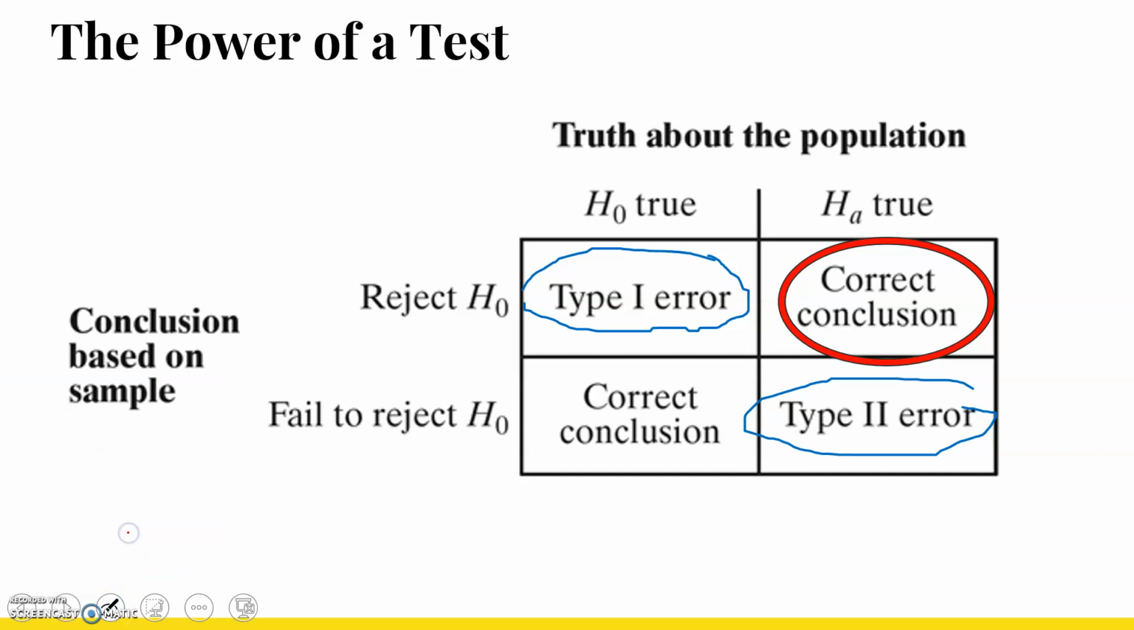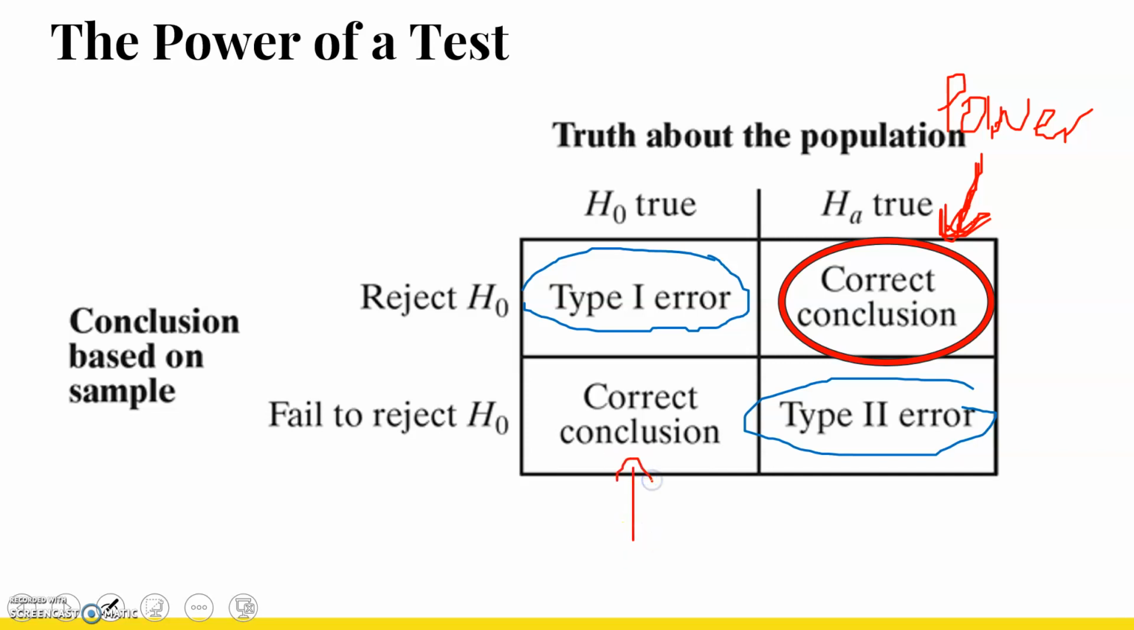Now, this part that's circled in red is what we refer to as power. And there are a lot of different ways to think of what power is, and I'll give you a few different ways because it's a tricky concept to understand. But I'm going to try my best to clarify it for you. According to this chart, it is correctly rejecting the null hypothesis when the alternative hypothesis is true. So it's just our ability to correctly reject a false null. Okay? So that's what we call power.